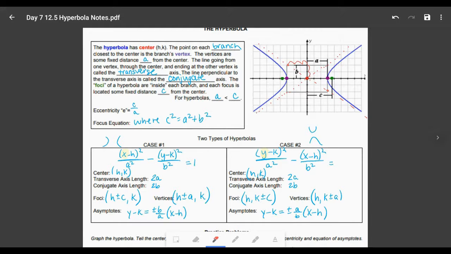In case number 2, your hyperbola branches open up and down. So it's still the change in y over change in x. It just happens to be that the a is underneath the y. Right? So that would go in your change in y over your change in x, which is your b.